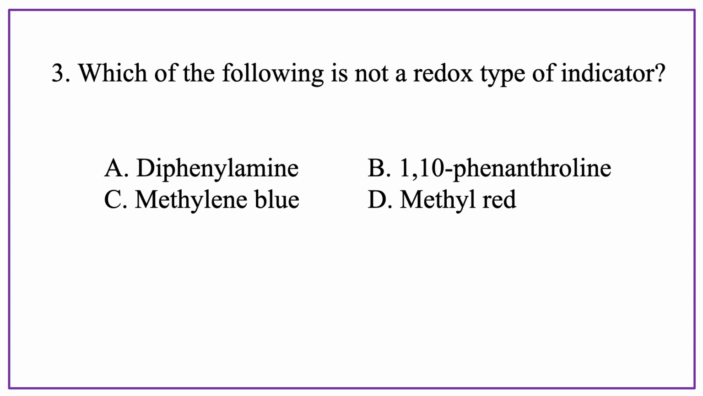Now in case of the options given, diphenylamine, methylene blue and 1,10-phenanthroline show different colors at the transition potential value and in their oxidized and reduced states. And we know that methyl orange shows the change in the color based on the pH of the solution. So methyl red is not a type of redox indicator.